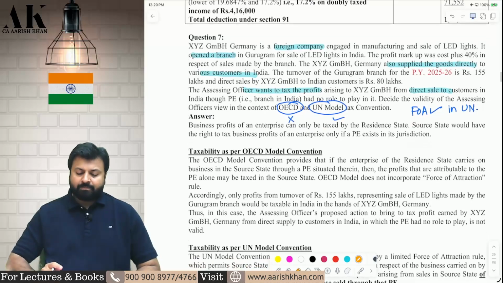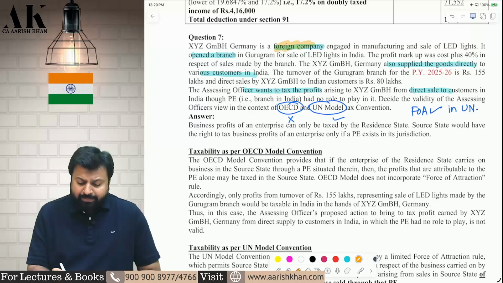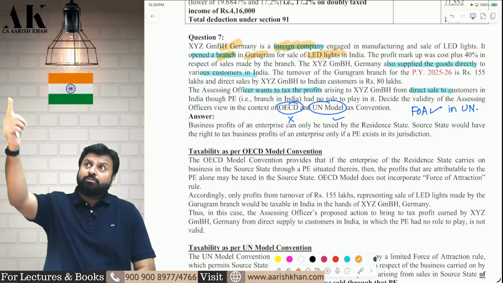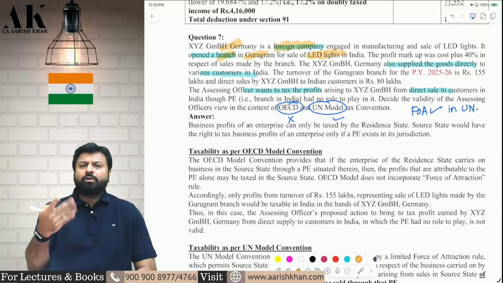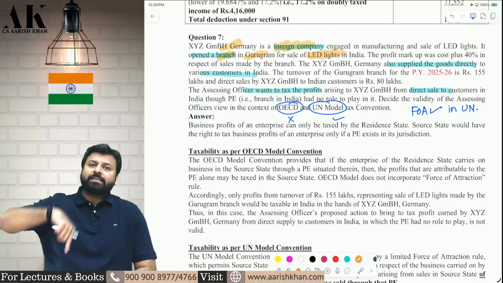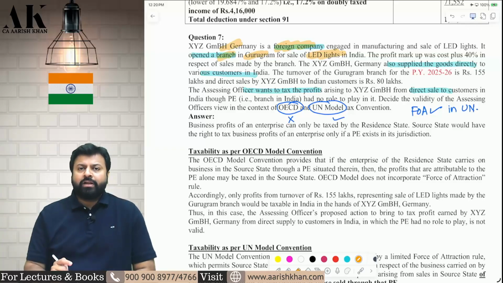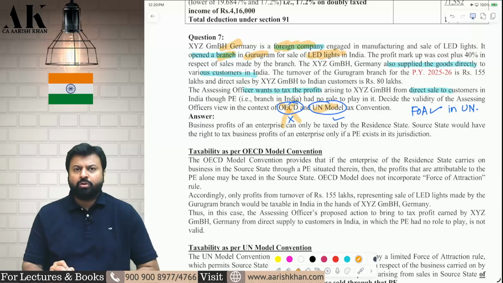Question number 7. Very simple question, nothing great, but a good question. There is a foreign company from Germany which has opened a branch in India for sale of LED. Now they are selling some goods from the branch in India, and some goods they are selling directly from Germany into India, which has nothing to do with the Indian branch. The officer wants to charge tax on the goods which are directly sold to India from Germany also. Can he do so? He can do that in the UN model, but he cannot do that in the OECD model.